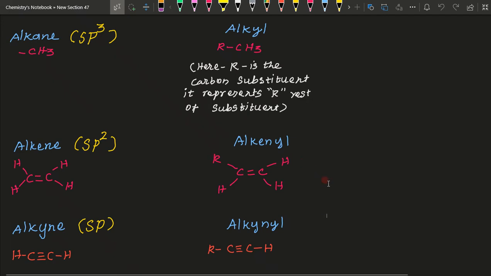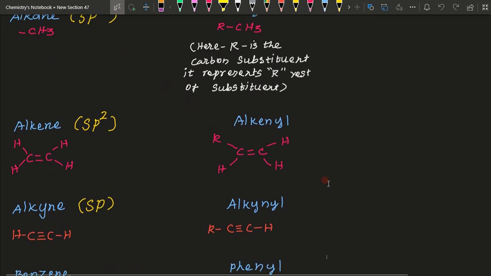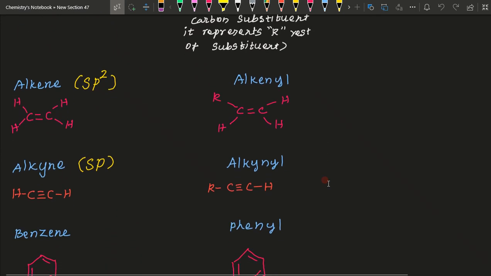Next, alkyne. It makes sp hybridization. The name of the substituent is alkynyl. This R represents the substituent.